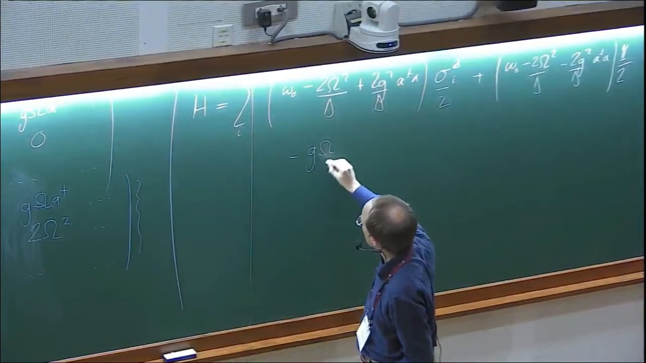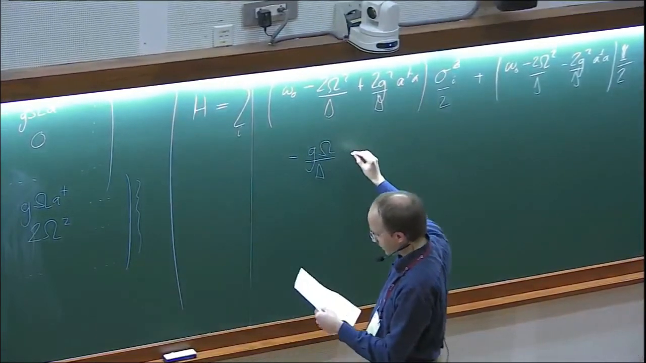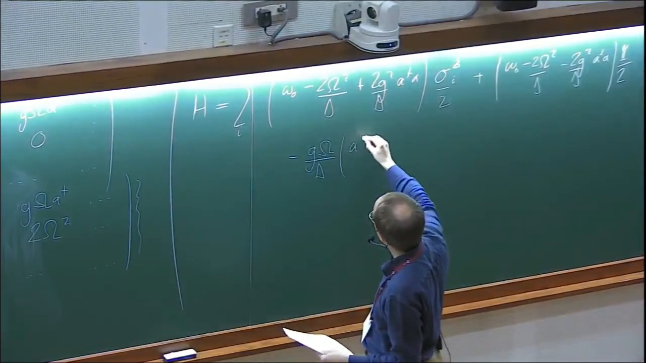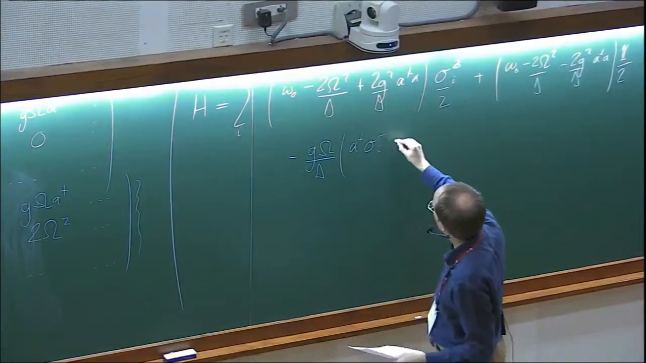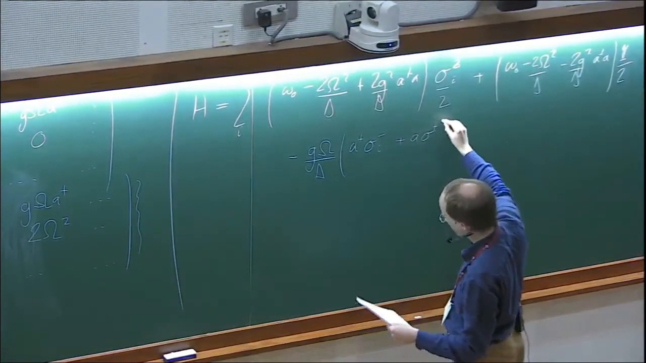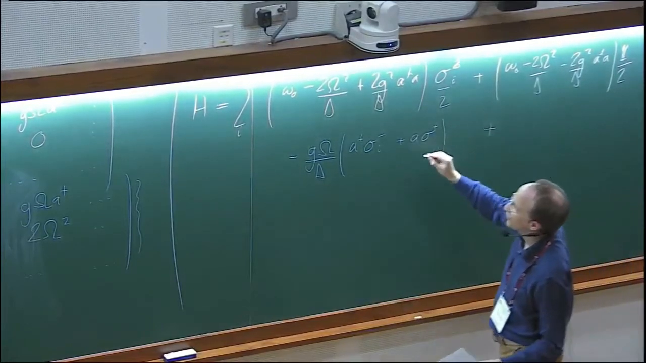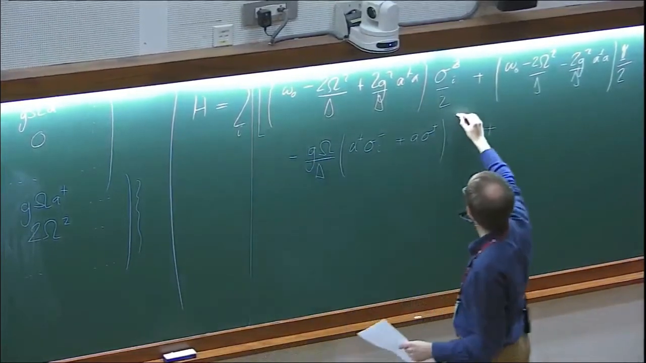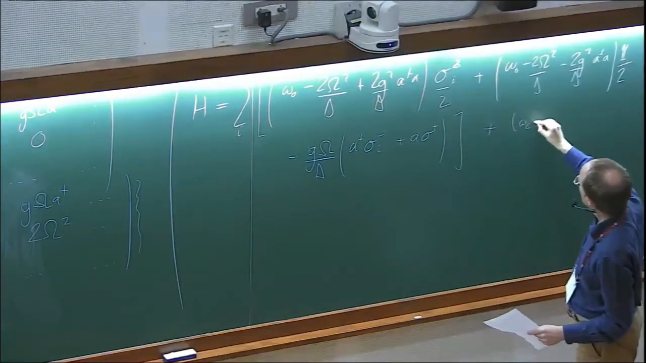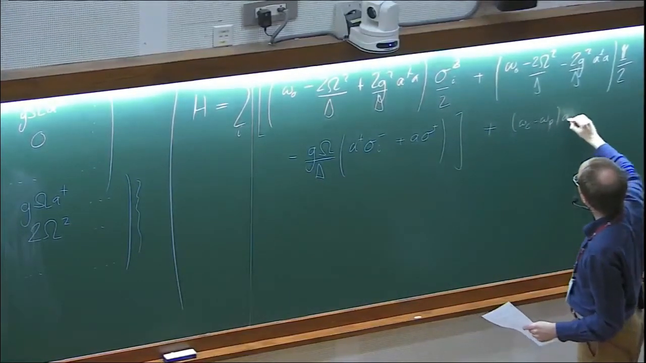minus g omega over delta times a dagger sigma minus plus a sigma plus. And then I have, in addition to all of this stuff which is underneath this sum, omega cavity minus omega pump times a dagger a.